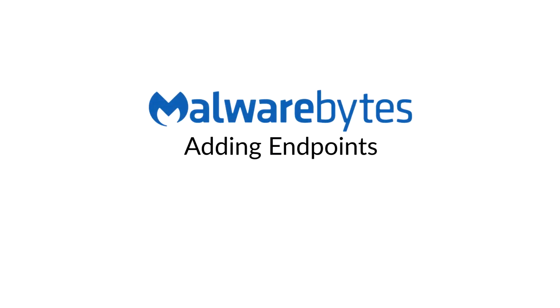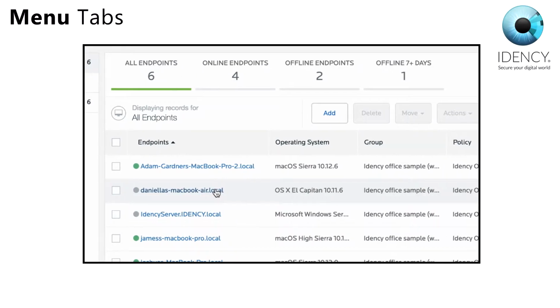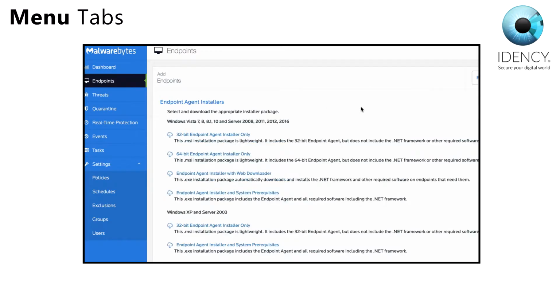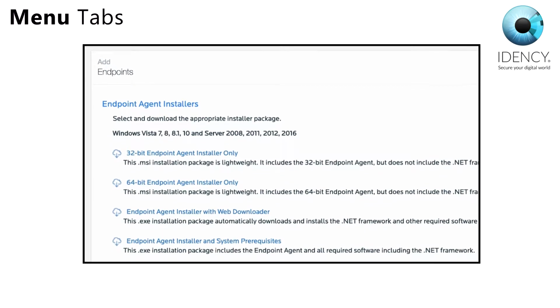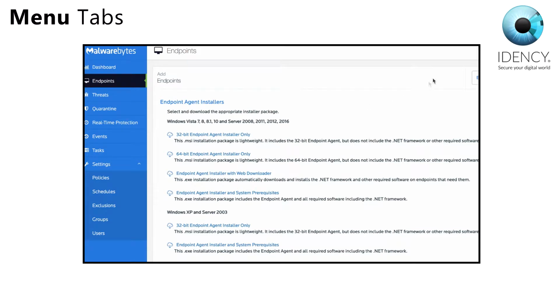Adding endpoints. This section is where you can add and manage the endpoint devices. To add an endpoint, click Add, and it'll pop up a new screen. Choose the most appropriate agent installer for your needs. You can also push the Malwarebytes installer over the network. This can be done using the Malwarebytes Discovery and Deployment tool. This tool will scan the network and push the downloader to the endpoints.